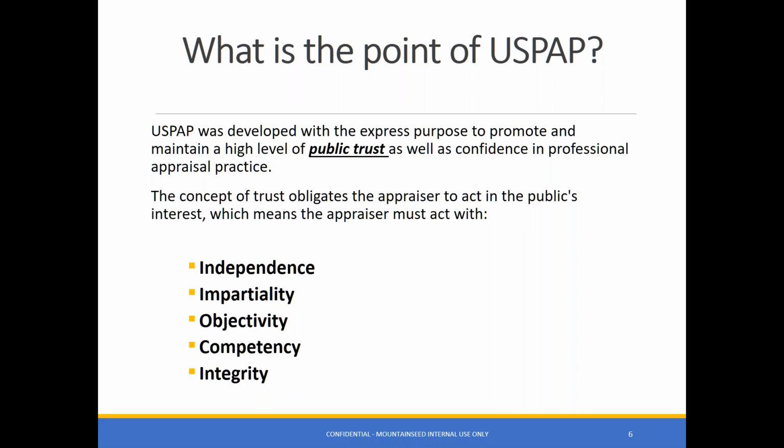But when you think about USPAP, think about these 5 basic things: independent, impartial, objective, competent, and act with integrity. That's an appraiser's job. And that's what USPAP sets out to do. Very basic, very general.